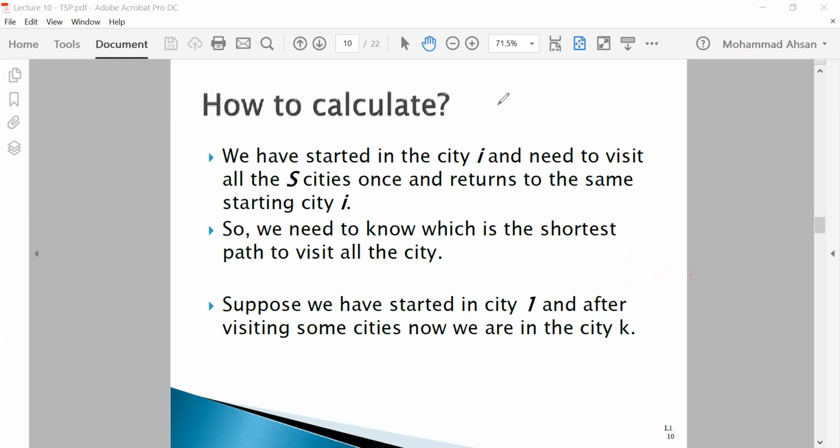Okay. So suppose we start at one. And after visiting some cities, we are at some particular city. So there might be more cities to visit after that, and then you have to come back to one.